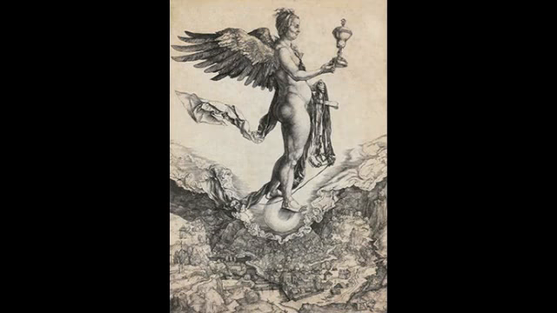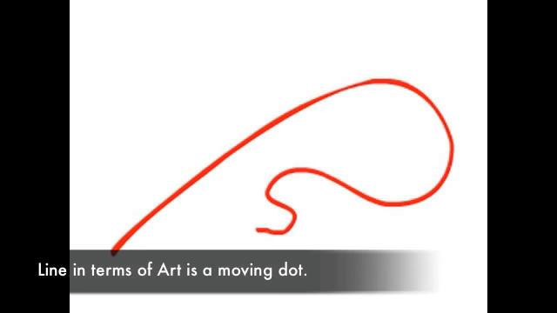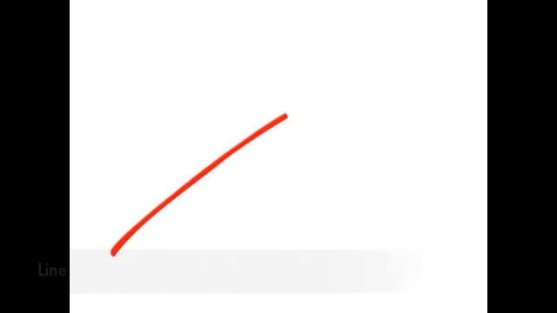Today we're going to take a look at the element line, and no one used line quite as effectively as Albrecht Durer. This is one of his pieces. Now, what is line? We know line is one of the 7 elements of art, but in terms of art, line is a moving dot. So if you take a dot and move it in a direction, you're creating a line. That's a good way of thinking about line.